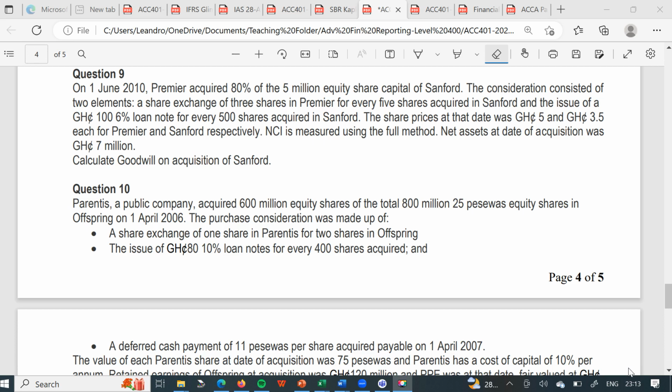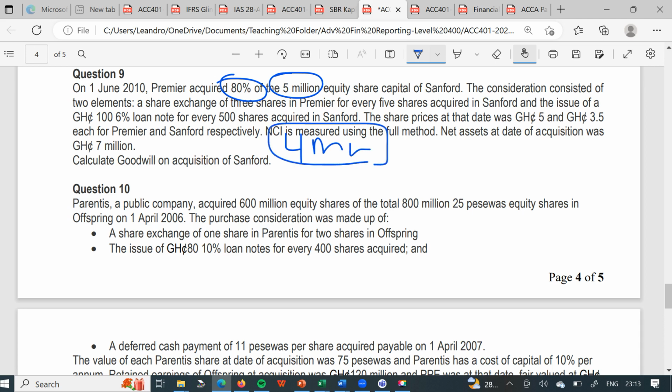So, question 9. On 1st June 2010, Premier acquired 80% of the 5 million shares. Immediately, you know they acquired 4 million shares. So the number of shares acquired is 4 million, and therefore 1 million belongs to non-controlling interest.